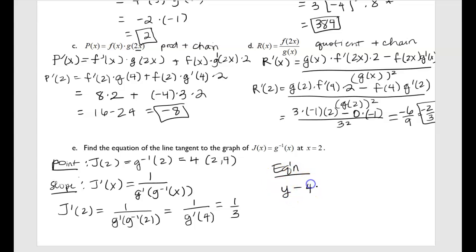That gives me my tangent line equation now. y minus 4 equals 1/3 times x minus 2.